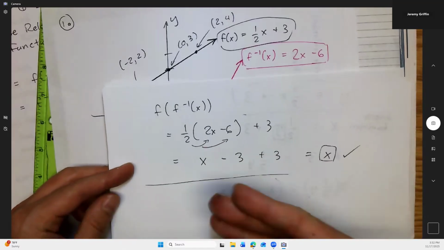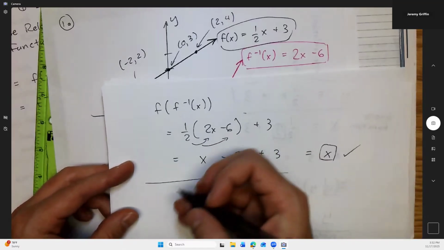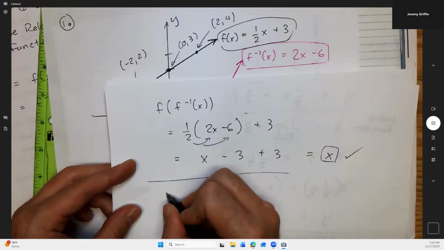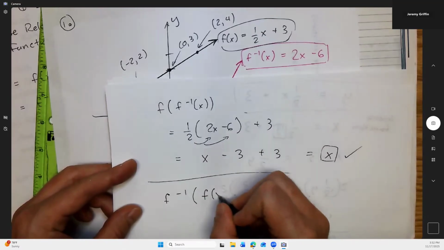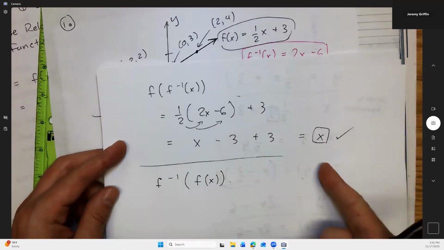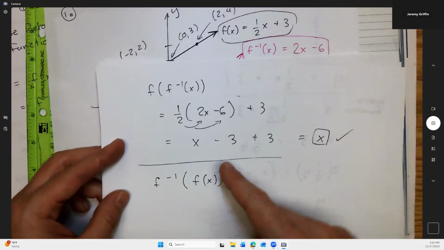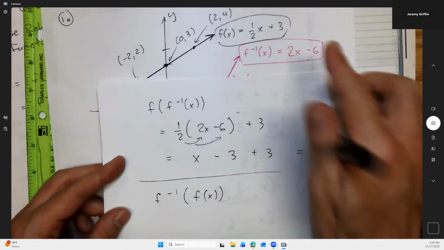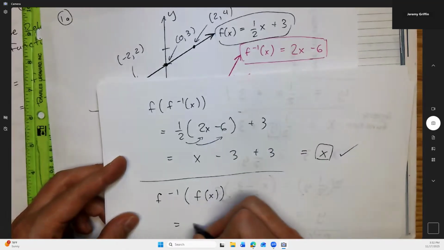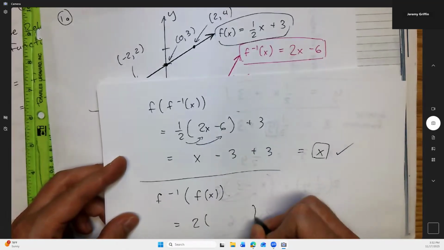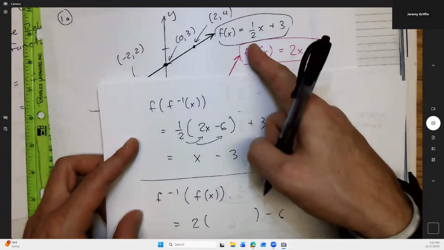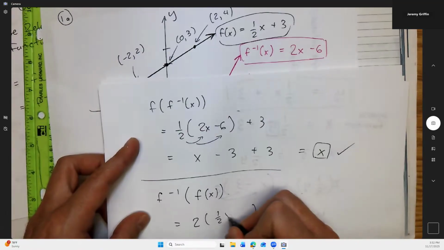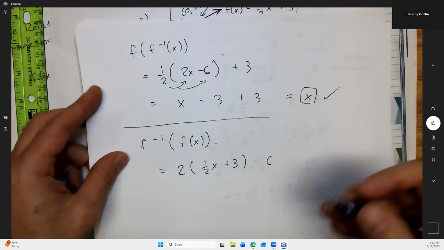Because remember, last lesson, g of f and f of g could come out to be different things, but in this case, I'm telling you they should be the same thing. So what if I take the inverse of the original function? Will I still get x? So the inverse function is here in pink. So that's 2 times something and then minus 6. And the something in this case is the original expression of half x plus 3. Okay, so let's play this out, see what happens.